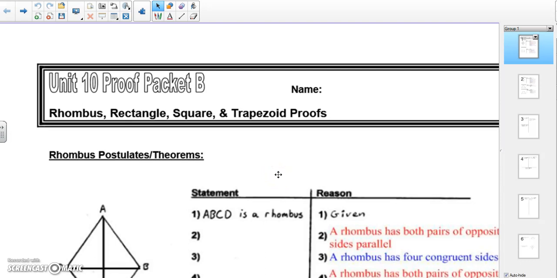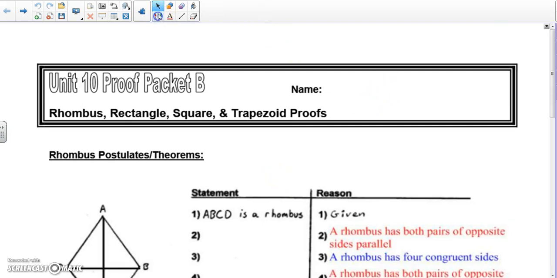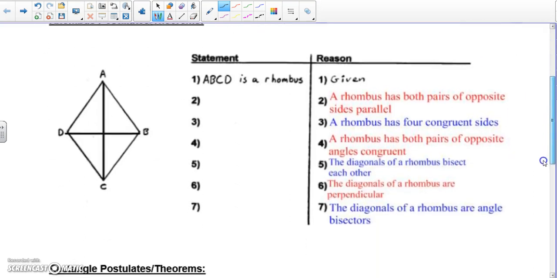So we are now moving on to special parallelograms. So rhombus, rectangle, square, trapezoids. All the same things we studied last unit and all the same rules. So we're not going to fill all this in, but you should give it a quick look over.